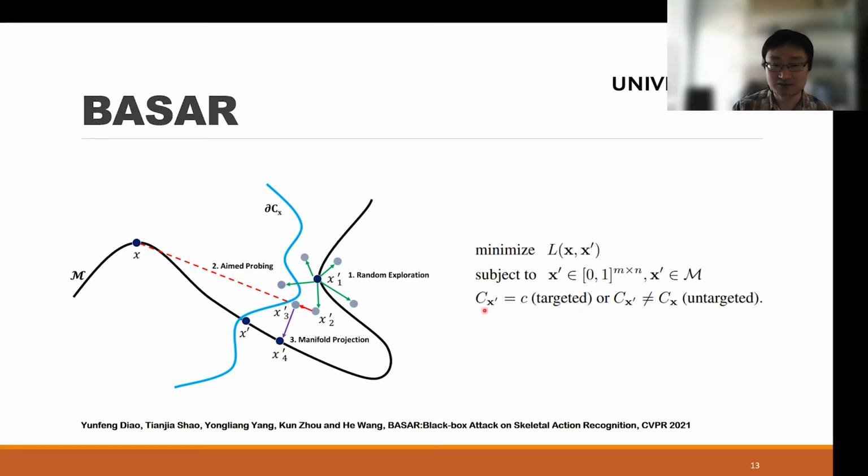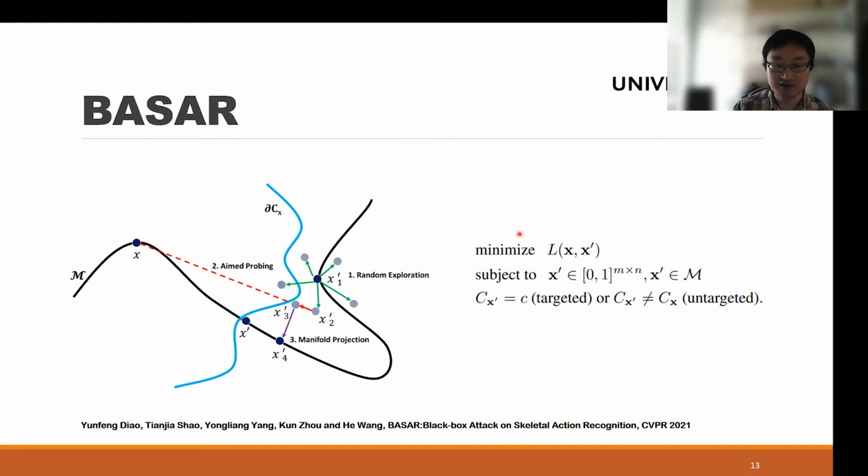And then the predicted class label of X prime is either a specific pre-given class, which is C. This is essentially a targeted attack. So you have a goal class label you want to attack the current data sample to, right? Or it's just an untargeted attack. As long as the predicted class label for X prime is different from X, then we're happy, right?